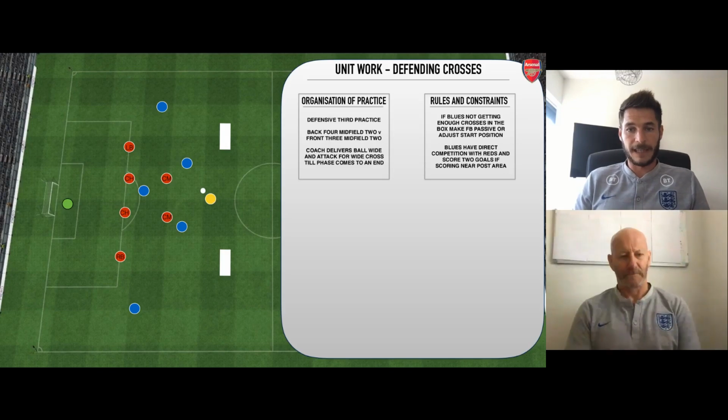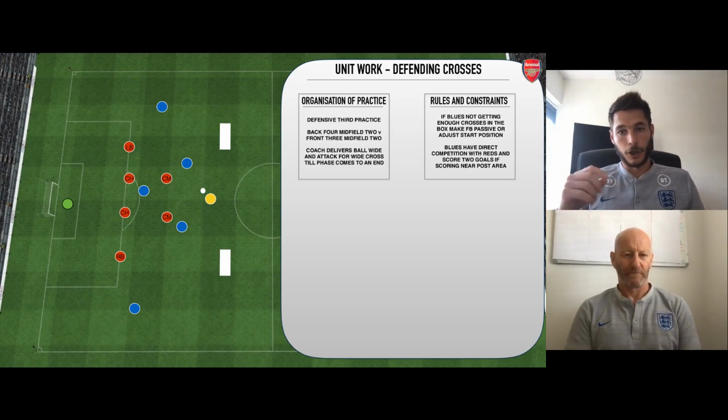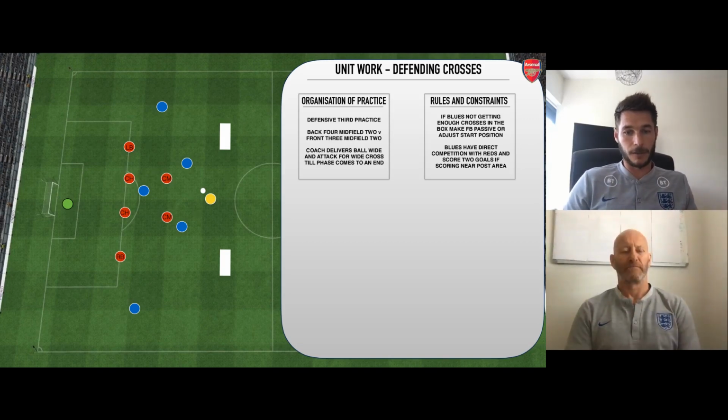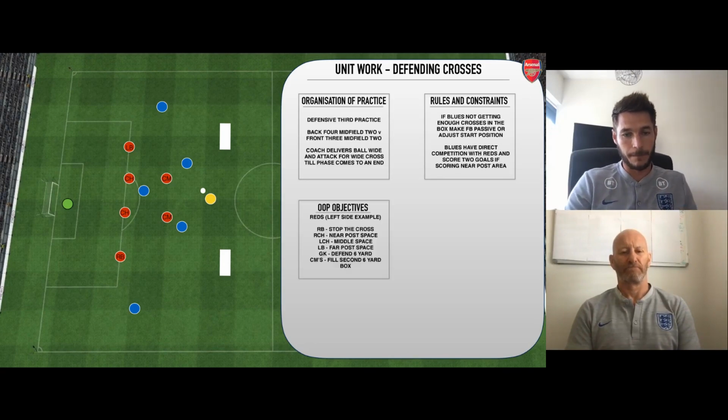The Blues have direct competition with the Reds. And in this scenario, working in line with the attacking threats that we've seen, you're going to score 2 goals if you manage to score a goal in that near post area. So if you manage to get that ball across that near post and score, you get 2 goals and you're in direct competition with it. So there's a carrot there for the Blues as well.